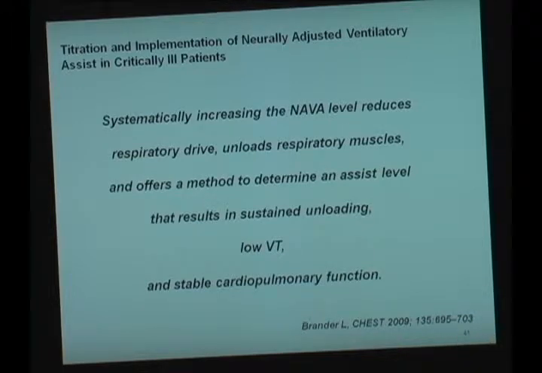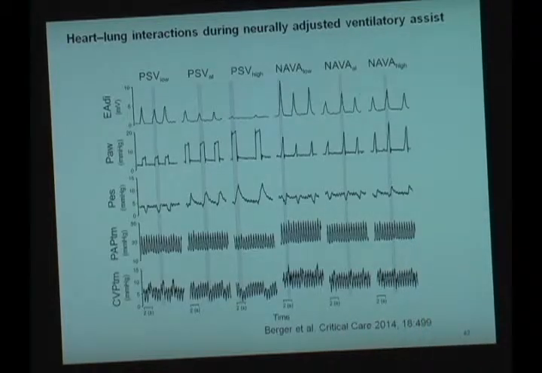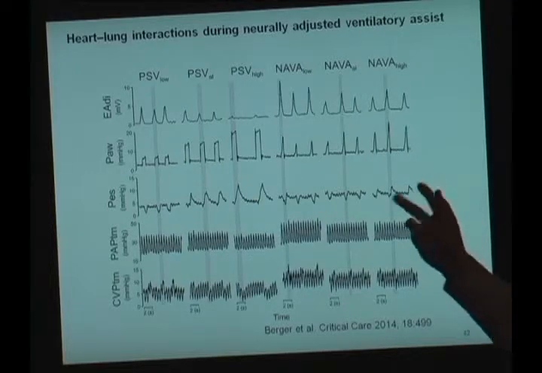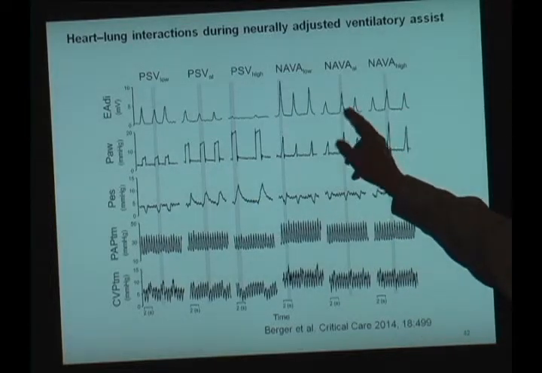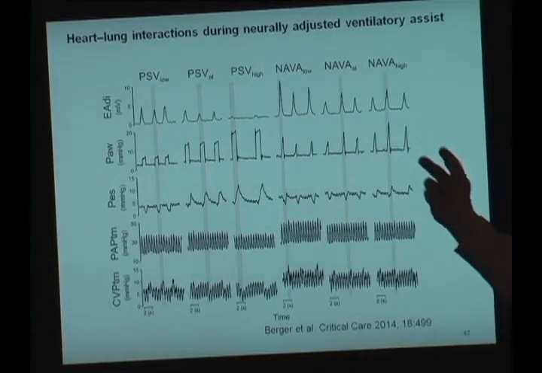Because we are lung people, but we have not to forget that between the lungs the patient has a heart. So this is a recent study which considers the effect of NAVA, with the same titration that I showed you before, when we switch intubated cardiac patients from pressure support to NAVA.